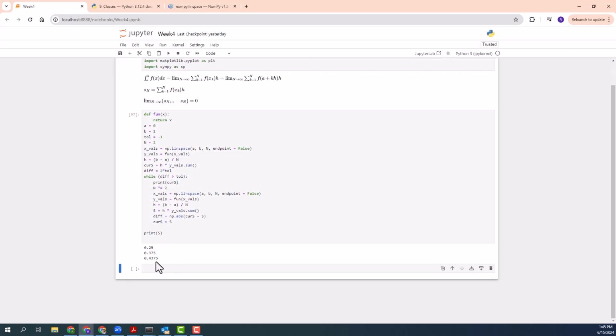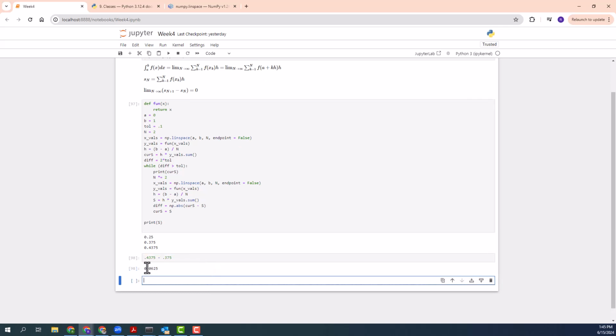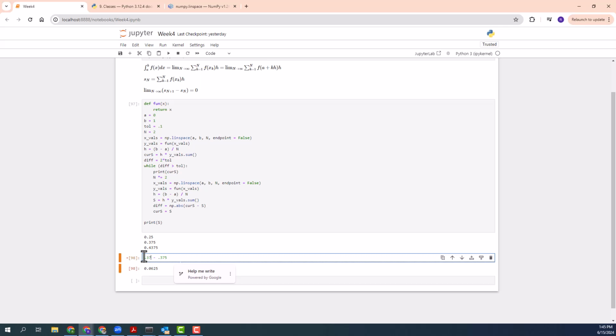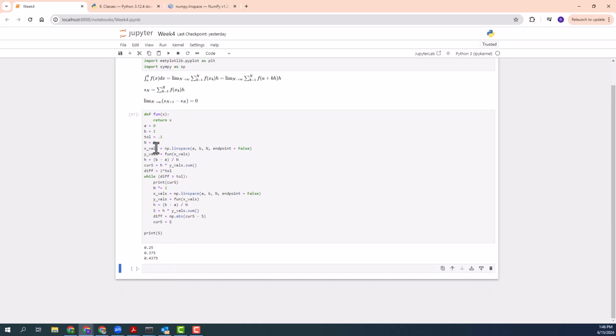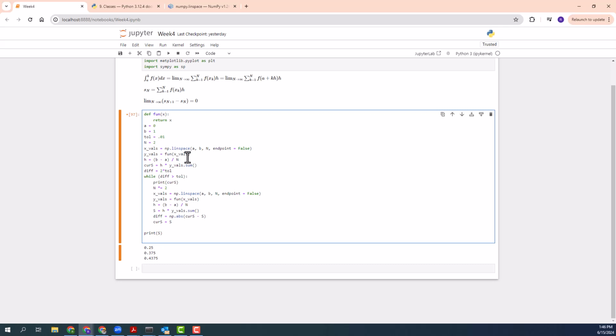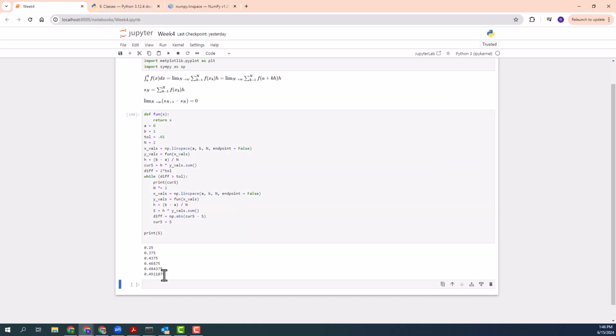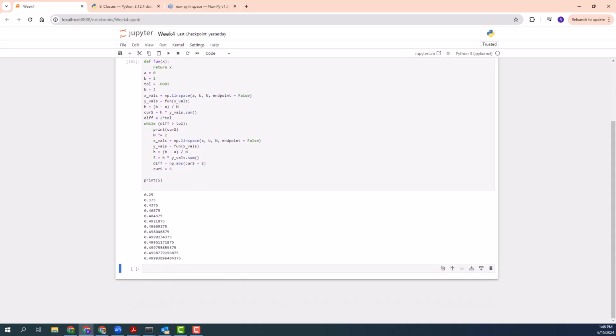0.25, 0.375, 0.3475. So if we do something like 0.4375 minus 0.375, and we run this, we get 0.0625, which is indeed less than 0.1, but the difference there is not less than 0.1. If we do 0.375 minus 0.25 and run this, it's 0.125. Now let me do up to 0.01 and see what we get if I run this. Then I can make this 0.001, and we get all the way up to this, and so on and so forth.